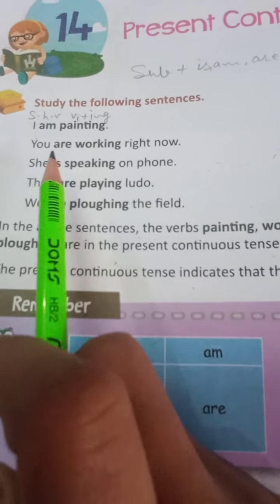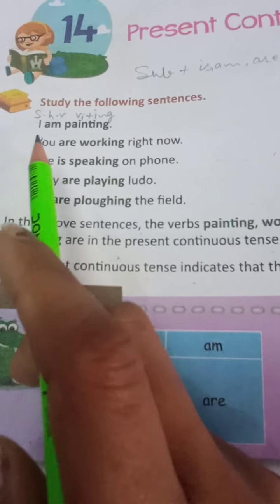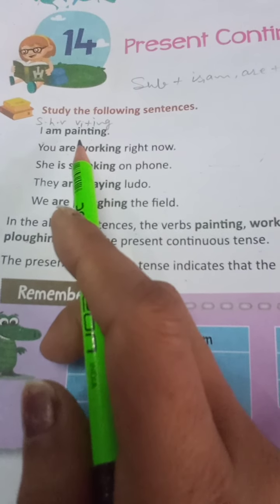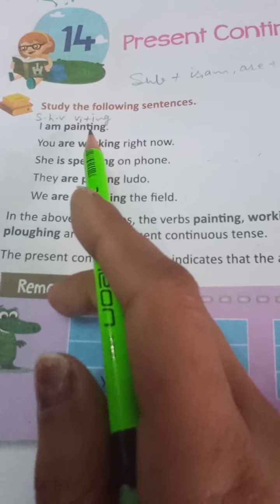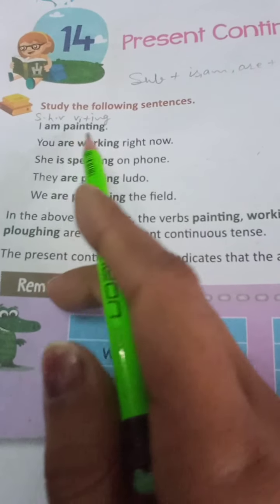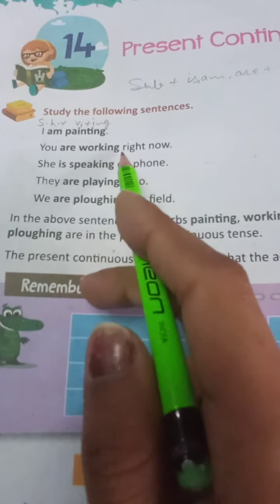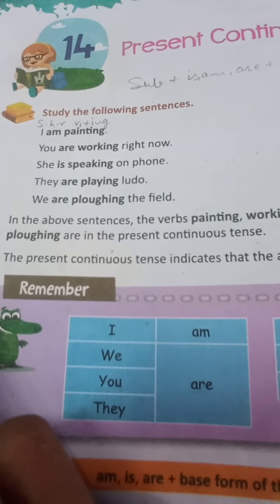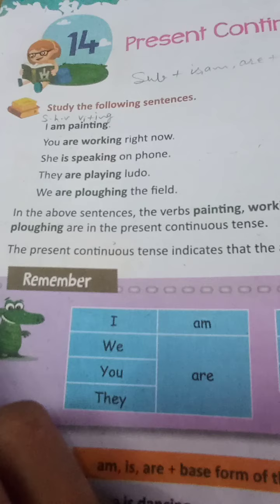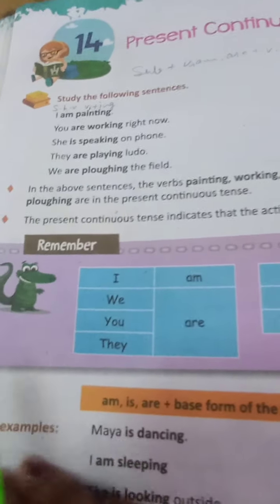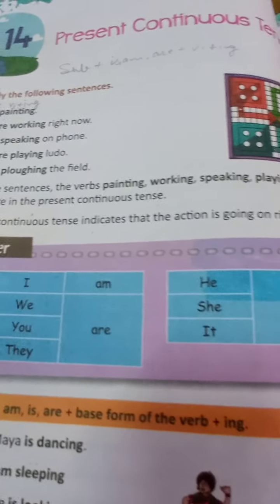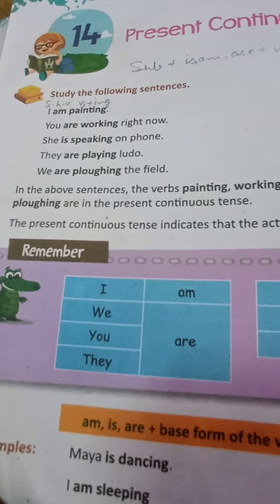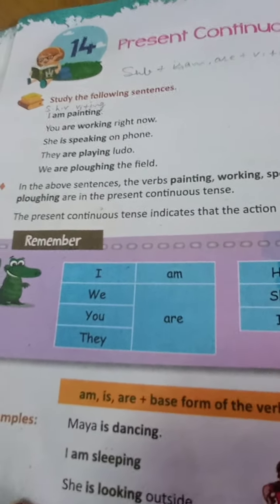Read the following sentences. I am painting. In this sentence, I is subject, am is helping verb, paint is our main verb and ing is added to the main verb: painting. You are working right now. She is speaking on the phone. They are playing Ludo and we are ploughing the field. In the above sentences, the verbs painting, working, speaking, playing and ploughing are in present continuous tense.